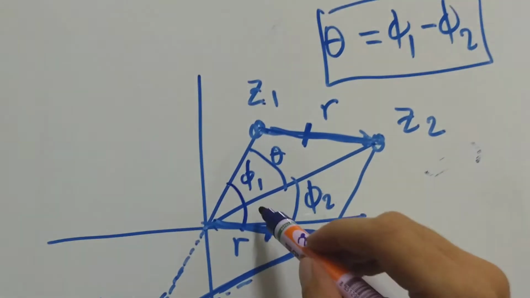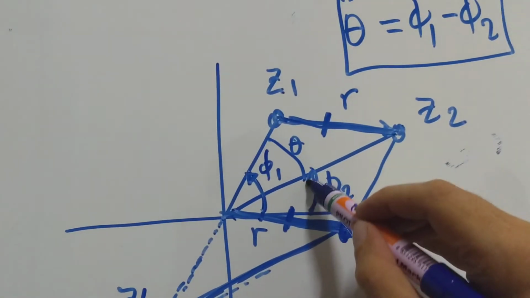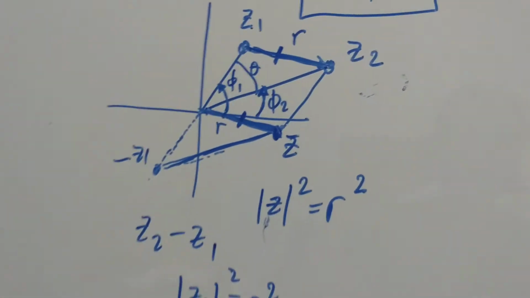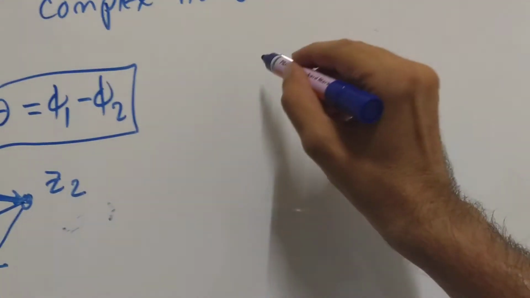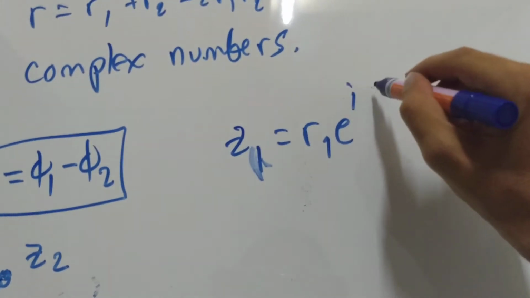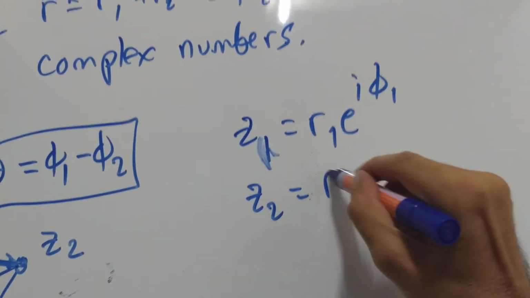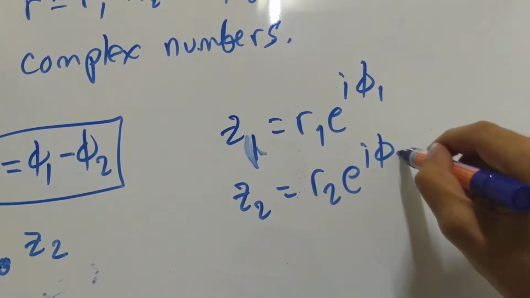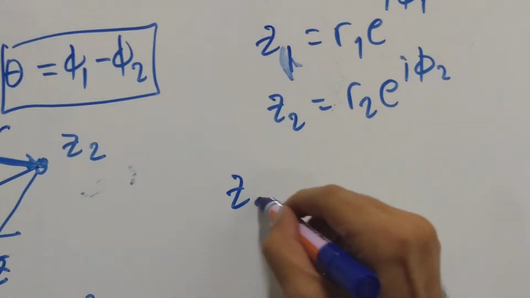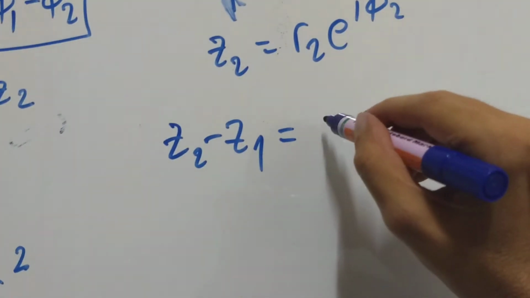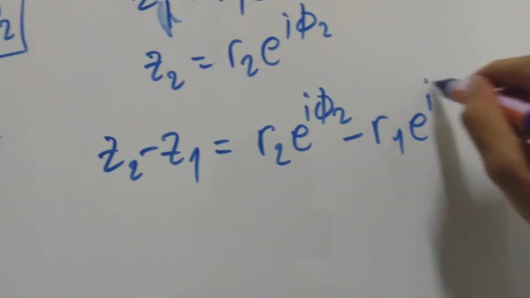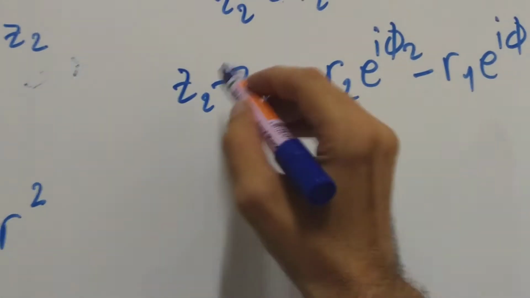You subtract these two. This is phi 1. This is phi 2. I subtract them, I get theta. Okay, great. Let's continue now. So z1 is r1 e to the i phi 1. z2 is r2 e to the i phi 2. This is complex polar form. And z2 minus z1 is r2 e to the i phi 2 minus r1 e to the i phi 1. Great. Now, this is z.